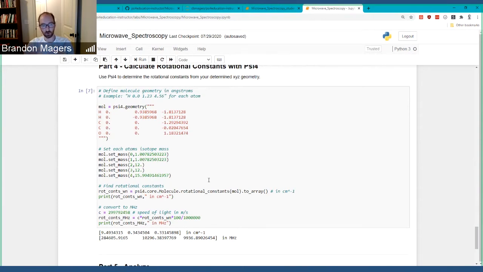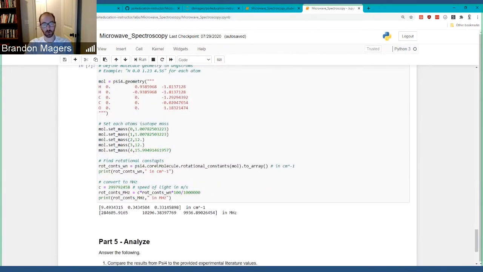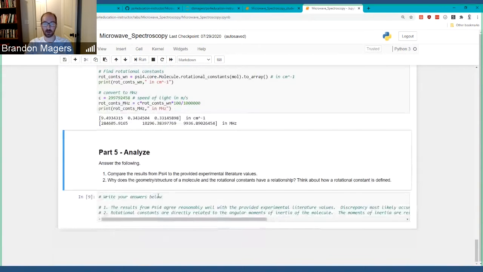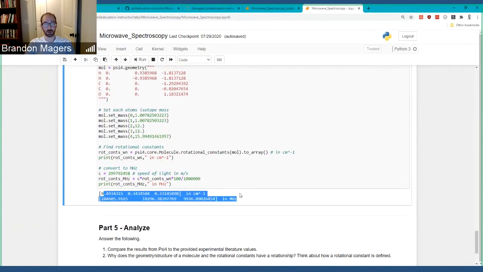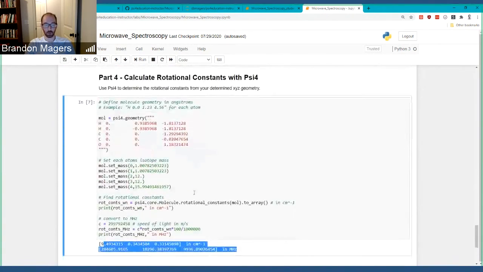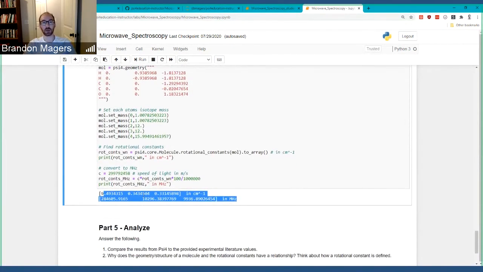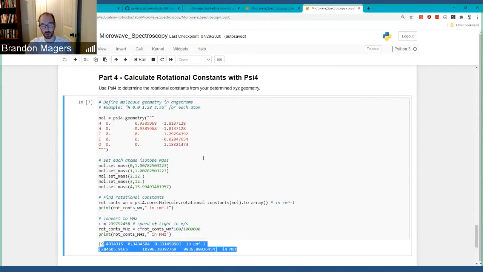Hopefully at this point students are already a little familiar with the Psi4 API, but we walk through finding rotational constants in wavenumbers and in megahertz, and then a little bit of analysis, which could definitely be expanded, comparing the computed to the experimental. There's even maybe a place where we could re-evaluate the Kraitchman equations with rotational constants computed with Psi4 and then compare the geometries to each other. So there's a little bit where this lab could be expanded.